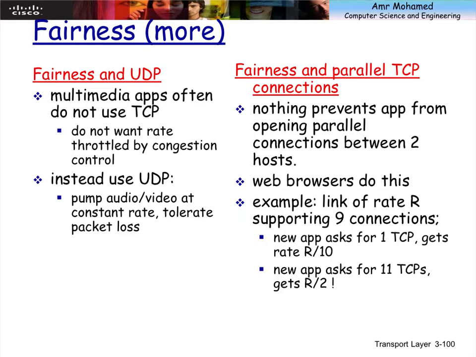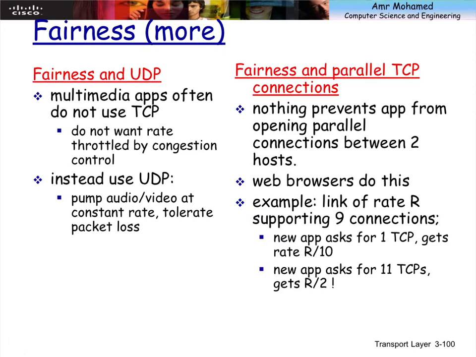So UDP is attractive in that sense because UDP does not provide reliability, but also it does not provide flow control and congestion control. So multimedia applications tend to use UDP, but they have to use a combined protocol to provide flow control and congestion control. So UDP for multimedia applications is good, but it's not enough. Okay? Because for multimedia applications, we don't need reliability. We don't want 100% reliability because this will slow us down. And at the same time, if you're watching a high definition video and some pixels are not visible, you will not notice it anyway, right?